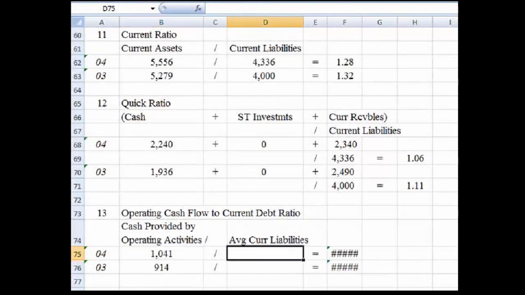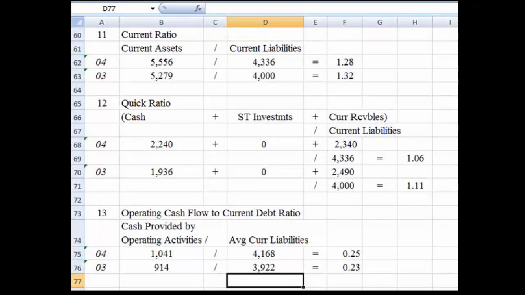For the average current liabilities, the formula for 04 would be open paren 4,336 plus 4,000 close paren divided by 2. The formula for 03 would be open paren 4,000 plus 3,843 close paren divided by 2. The results of 0.25 and 0.23 indicate that the company would only be able to cover 1/4 of its liabilities each year through its operations.